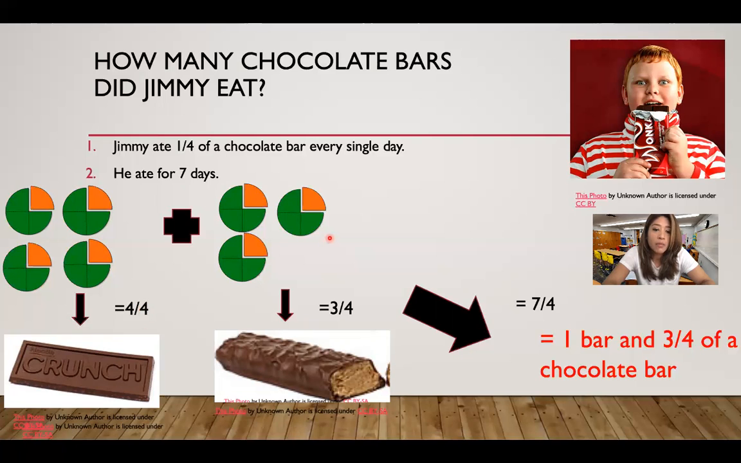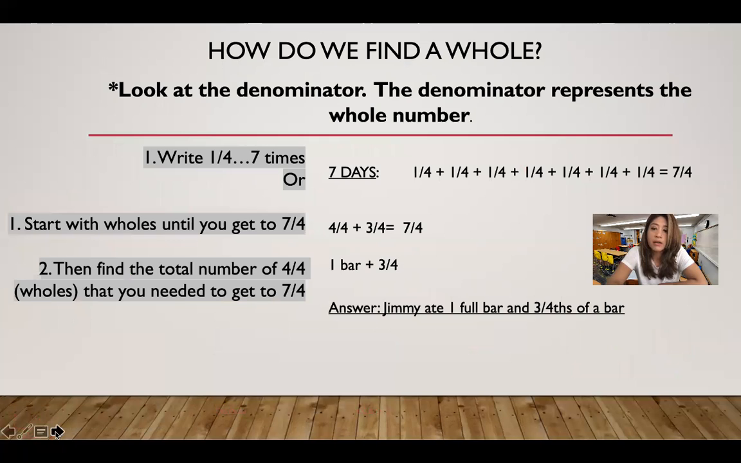Okay. So how much more do I need to get to 7/4? You need 3/4. So you need an additional 1/4 plus 1/4 plus 1/4 to finish our 7/4. So Jimmy ate one full bar and 3/4 of a chocolate bar. Okay, so not a full chocolate bar, he only ate 3/4 of it. Okay, so now how did we find that whole?